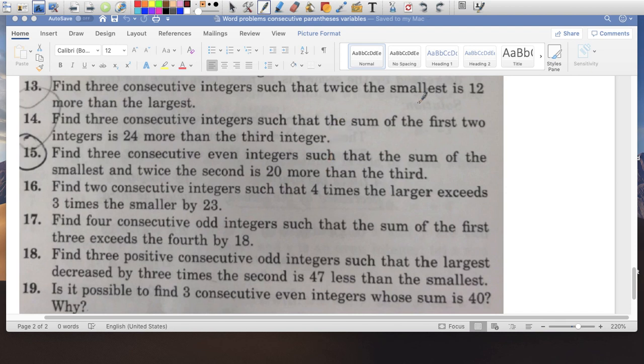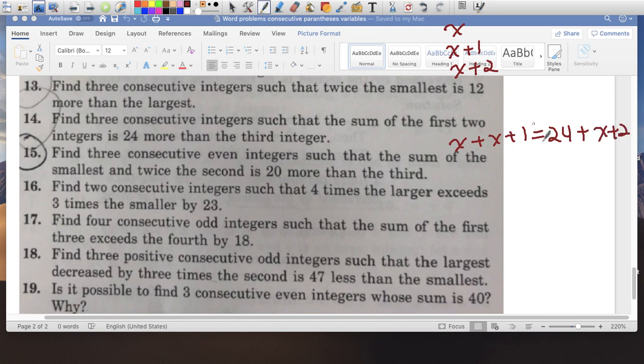Find 3 consecutive integers such that the sum of the first 2 integers is 24 more than the third integer. So there's 3 consecutive integers. So if the first one is x, the second one is going to be x plus 1. It's not even or odd, it's just consecutive, right? One after the other. Well, here are my consecutive numbers, and I'm doing number 14. Such that the sum of the first 2, so I'm going to add x plus x plus 1, the first two numbers, equals 24 more than x plus 2, the third number.